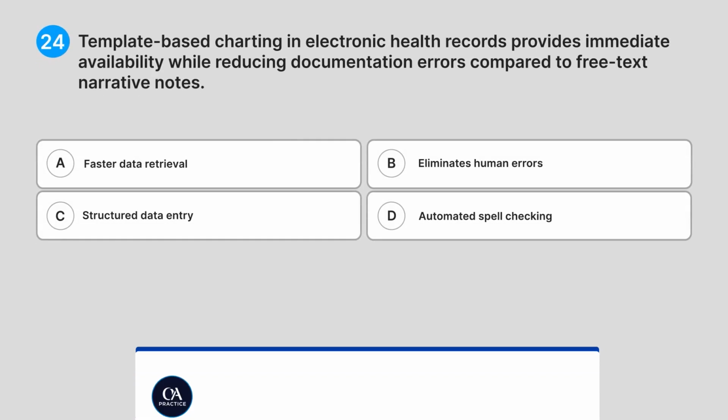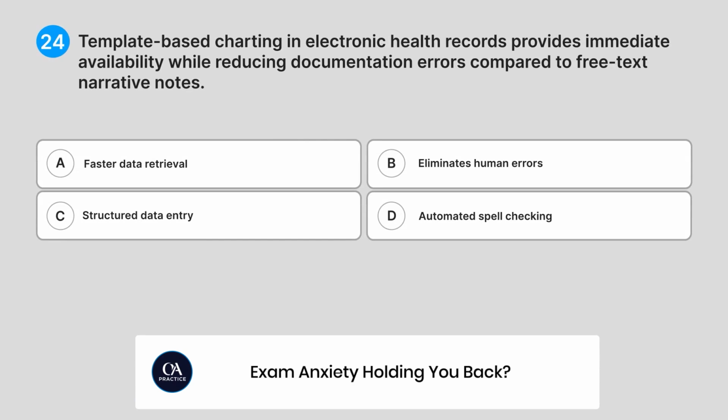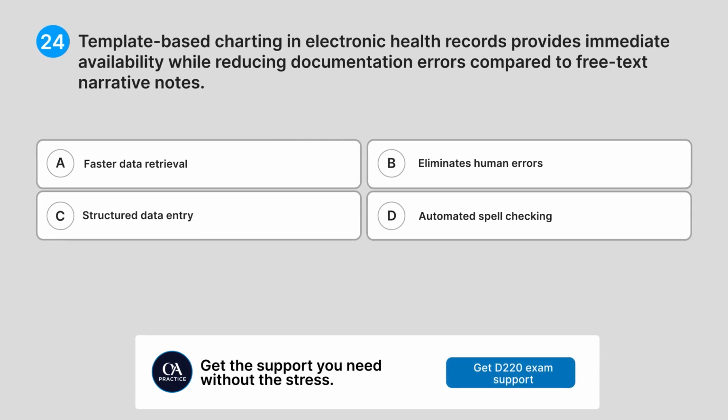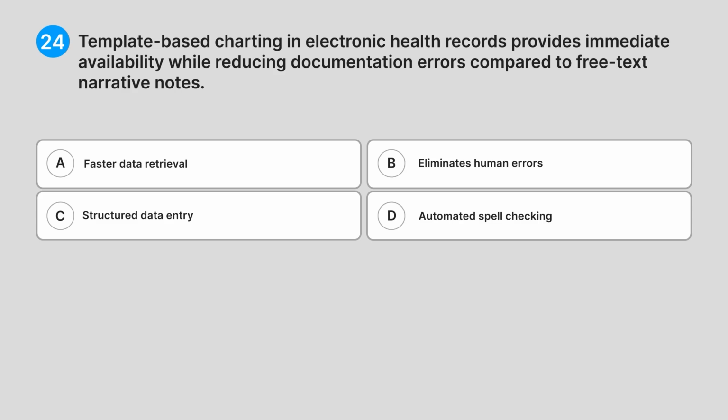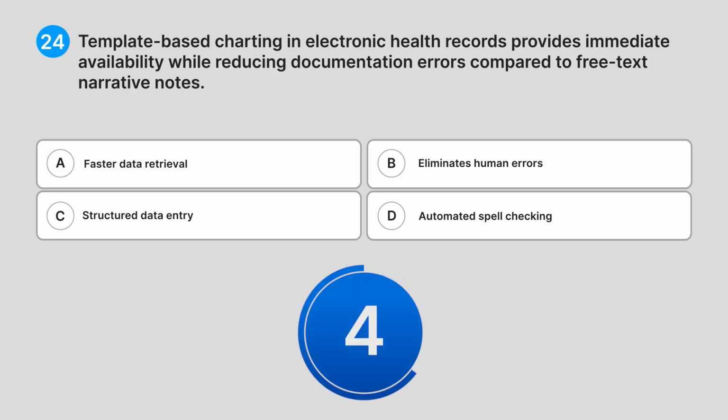24. Template-based charting in electronic health records provides immediate availability while reducing documentation errors compared to free text narrative notes. A. Faster data retrieval. B. Eliminates human errors. C. Structured data entry. D. Automated spell checking. Do you know the answer?